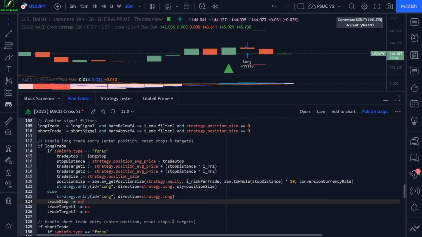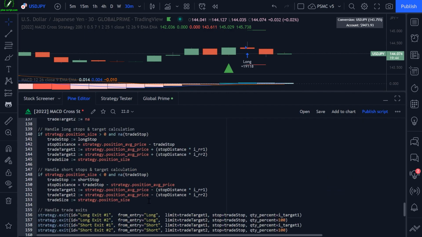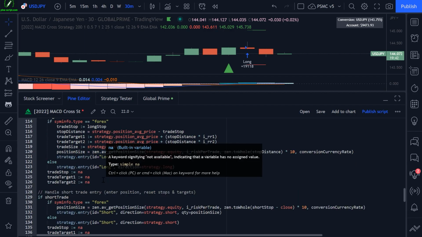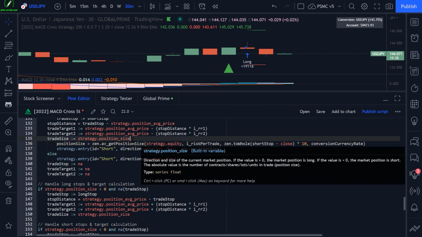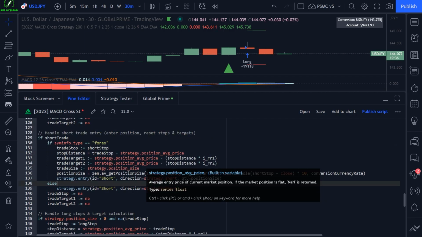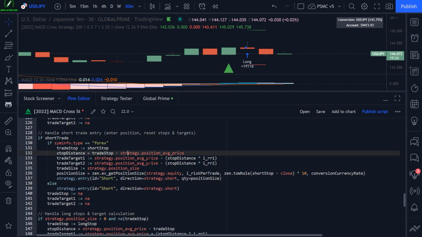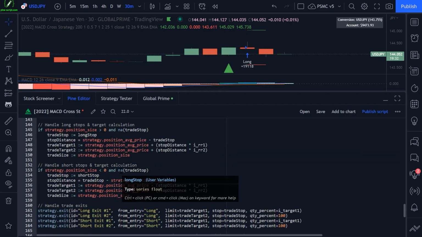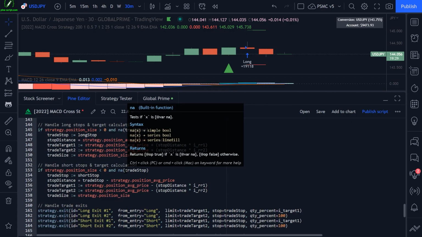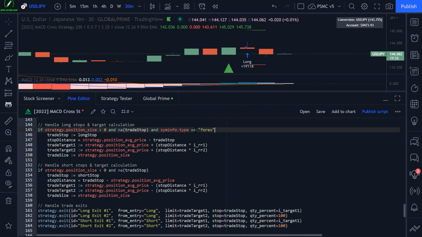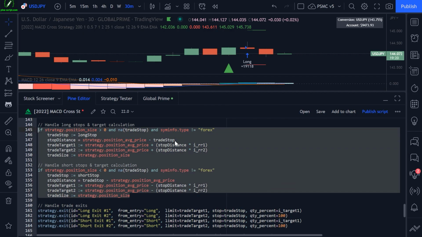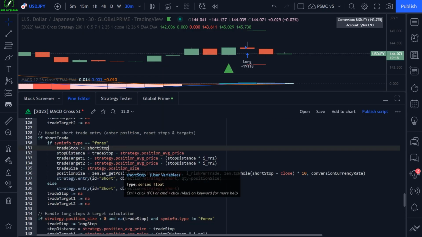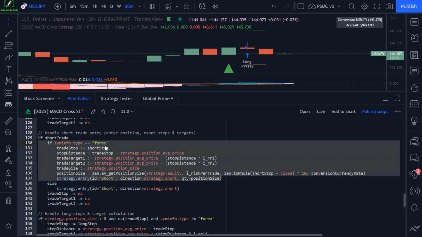What we could do here to keep it more consistent is I could copy this. It's going to make the script a little bit more complicated to read, but it should make it more consistent in terms of execution. I can paste all of that in there, copy this if statement, actually just this here. And I can say, and symbol info is not equal to Forex. And then this stop loss code will only be executed if we are not on a Forex market. And this code will only be executed if we are on a Forex market.